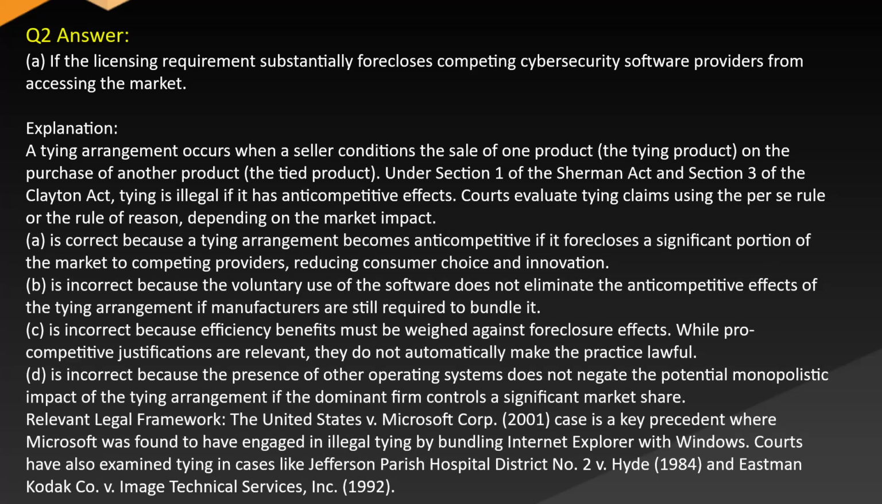Answer: A. If the licensing requirement substantially forecloses competing cybersecurity software providers from accessing the market. Explanation: a tying arrangement occurs when a seller conditions the sale of one product, the tying product, on the purchase of another product, the tied product. Under Section 1 of the Sherman Act and Section 3 of the Clayton Act, tying is illegal if it has anti-competitive effects. Courts evaluate tying claims using the per se rule or the rule of reason, depending on the market impact.